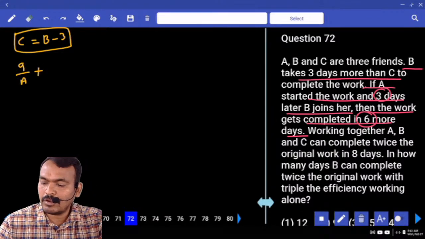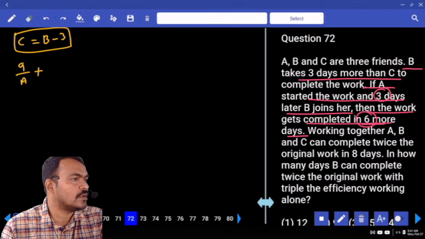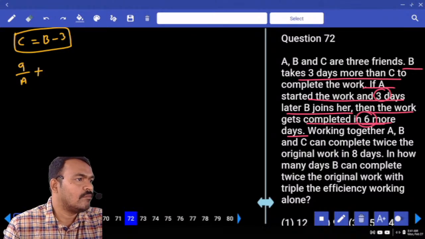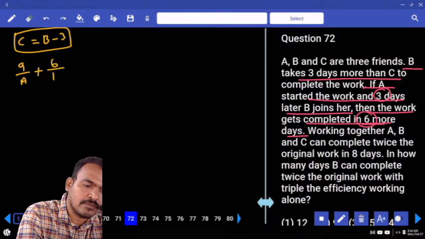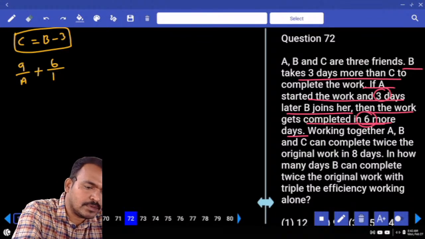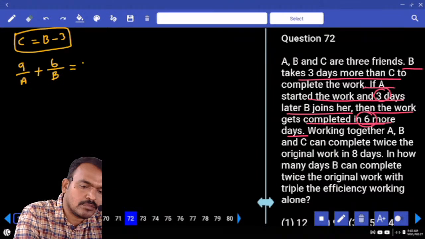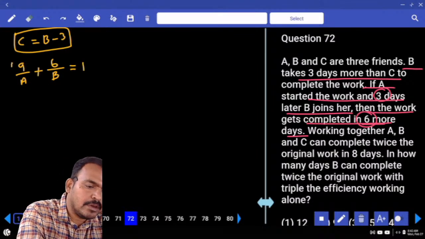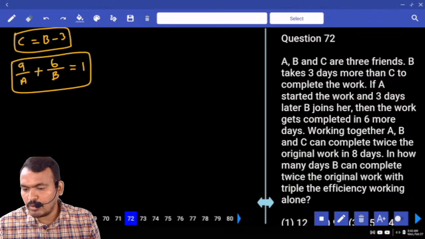But B is working for how many days? 6 days. Suppose B can complete a whole work in B days. What is the 1 day work? 1 by B. How many days is B working? 6 days. Then we write 6 by B. These two completed total work or remaining work? Total work. Total work means how much? 1. So 9 by A plus 6 by B is equal to 1. Next, one more point is given.